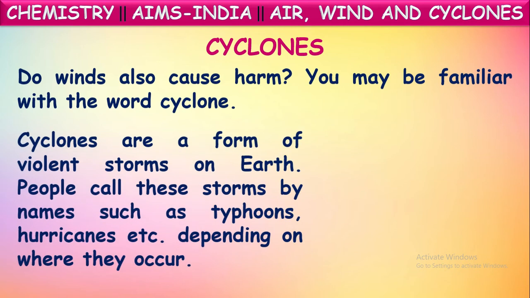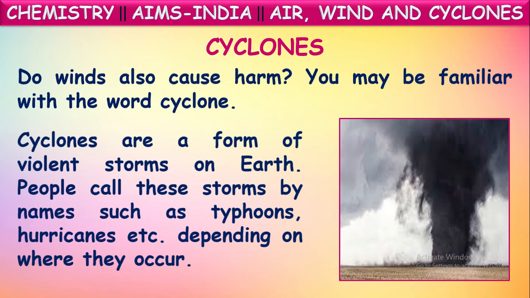Cyclones are a form of violent storms on the earth. People call these storms by names such as typhoons, hurricanes, etc., depending upon where they occur. Means at different places, the cyclones are called by different names. So these cyclones are fast moving winds which may cause us harm too.